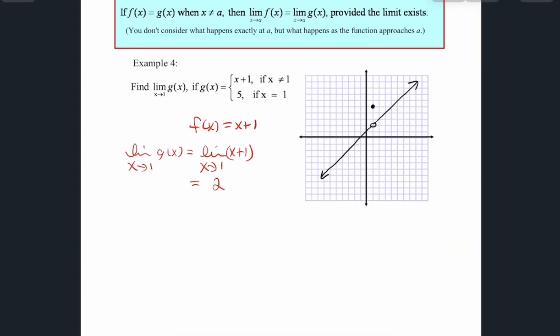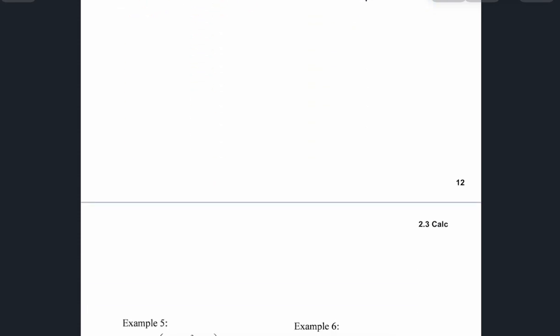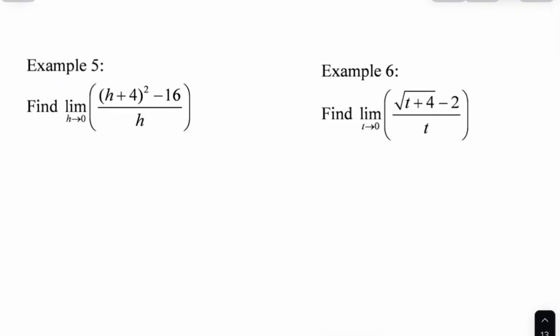So this is what I always say. Try direct substitution. If it works, yay. If it doesn't work, can you reduce it and then try it? If that doesn't work, you might have to look at the graph. So let's take a look at some examples.